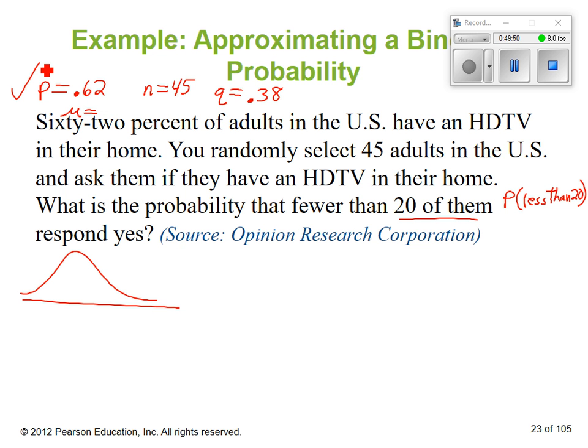So our mean is 0.62 times 45, what is that? 27.9. Our standard deviation, take that number times 0.38, and then take the square root of that. 3.26. Now, we look at this problem and they said respond yes. So that's telling us we can use the binomial stuff because it's either yes or no. So that works, and it checked out that it worked up here.